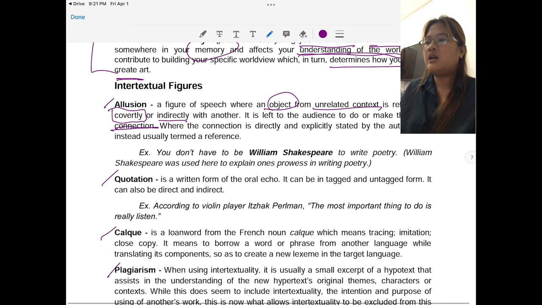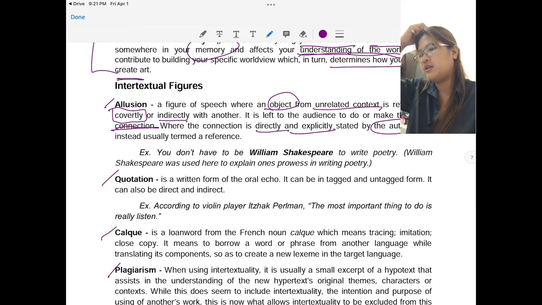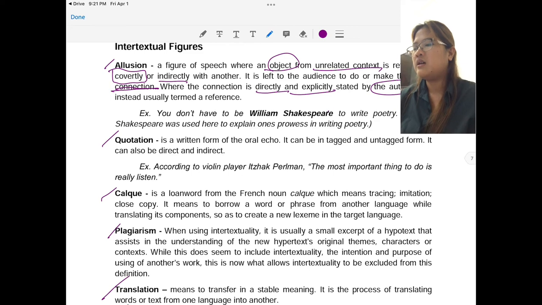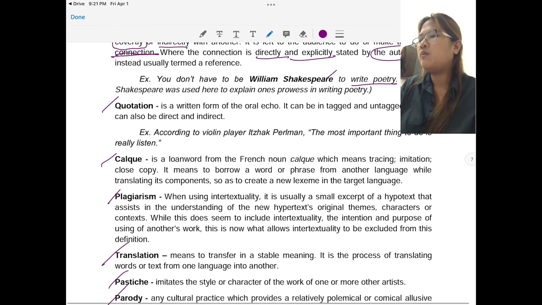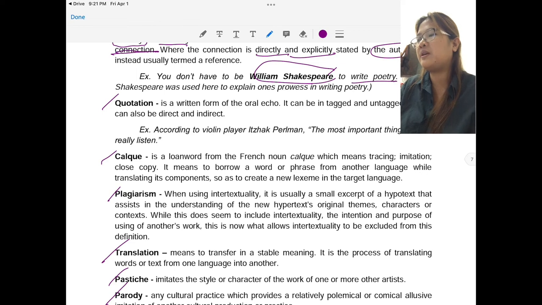That is left to the audience. This is unlike a case where the connection is directly and explicitly stated by the author, which is instead usually termed a reference. Example, you don't have to be William Shakespeare to write poetry. Okay? So we know that William Shakespeare is good in writing poetry and, of course, drama.